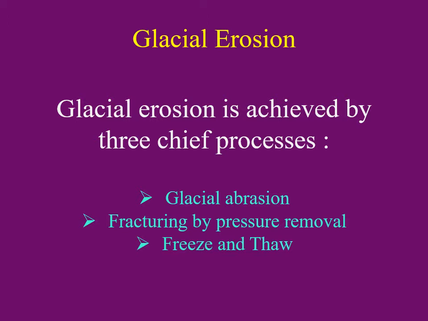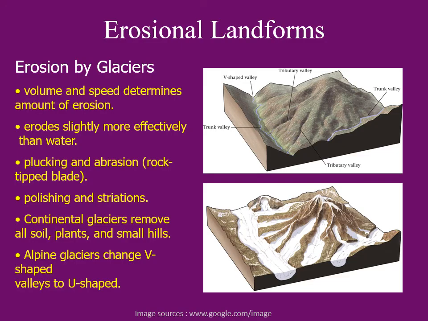Now, glacial erosion is achieved by three main processes. The first one is glacial abrasion, the second is fracturing by pressure removal, and the third one is the freeze and thaw process. Erosion by glaciers depends on some factors. Firstly, erosion depends on the amount of ice mass present over an area and the speed at which the ice mass moves towards downslope areas.